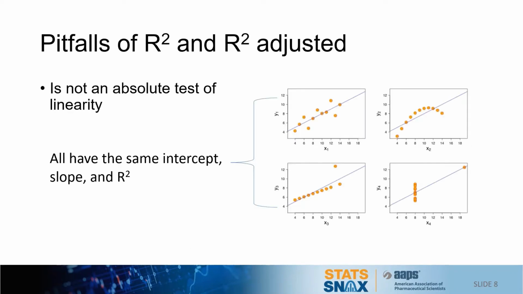Pitfalls of R squared and R squared adjusted. Although these values can be useful when evaluating a model, one needs to be careful because they do not tell the whole story. As shown in the picture, the 4 sets of data each have a model fit to them. All 4 models have the same intercept, slope, and R squared value. As you can see, the line does not explain each set of data equally. The R squared and R squared adjusted values are not an absolute test of linearity.